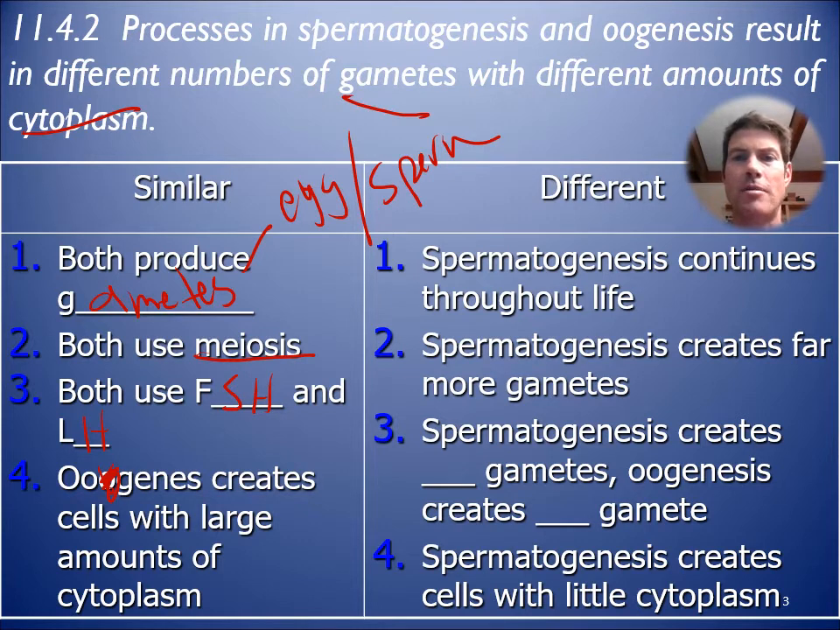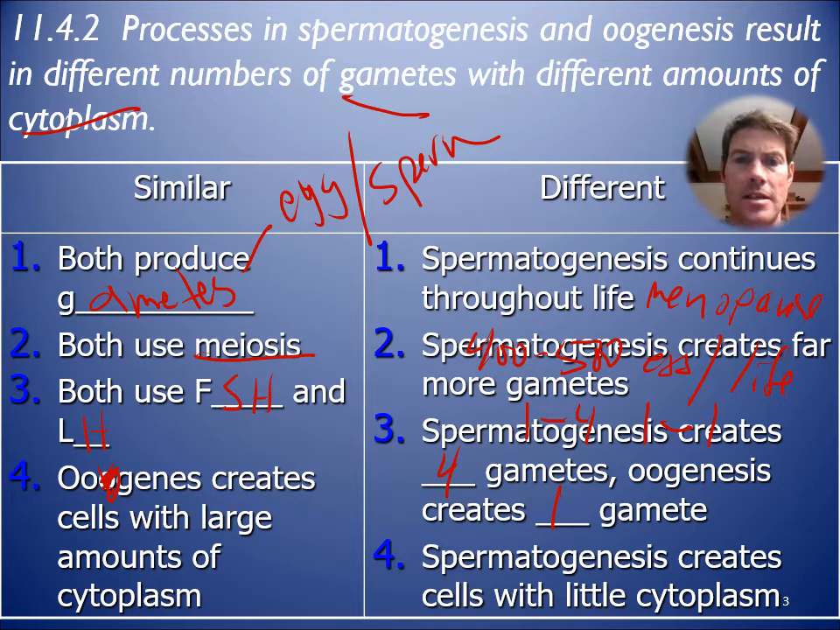They're different in that spermatogenesis continues throughout life, whereas in females, at menopause, it stops. And spermatogenesis creates way more gametes. For a female, it's 400 to 500 eggs per lifetime. For males, it's probably billions of sperm throughout the lifetime. So spermatogenesis creates 4 gametes, where oogenesis creates 1. So 1 pre-sperm makes 4 sperm. For females, 1 pre-egg makes 1 final egg.